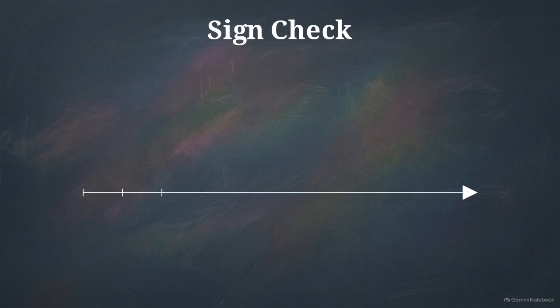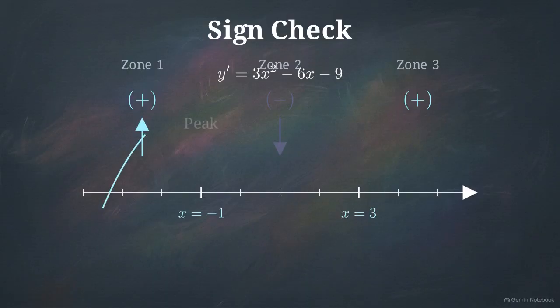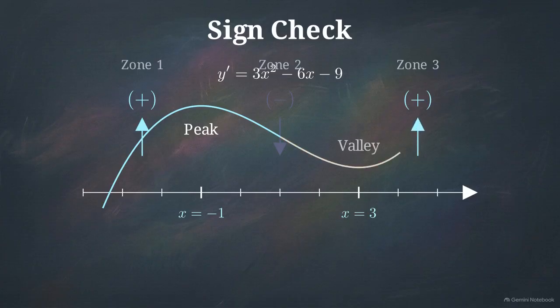We map our previous x values, -1 and 3, on this clean number line, which divides our space into 3 separate test zones. We plug a test number from each zone back into our derivative to check its sign. If the derivative goes from positive to negative, the slope shifts from up to down, forming a peak. If it goes from negative to positive, the curve shifts from down to up, forming a valley.